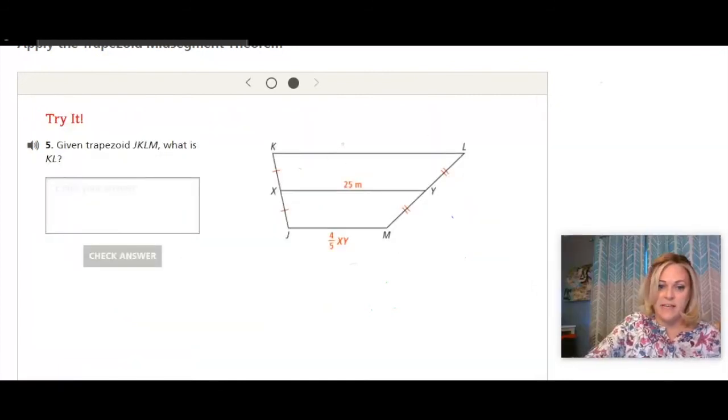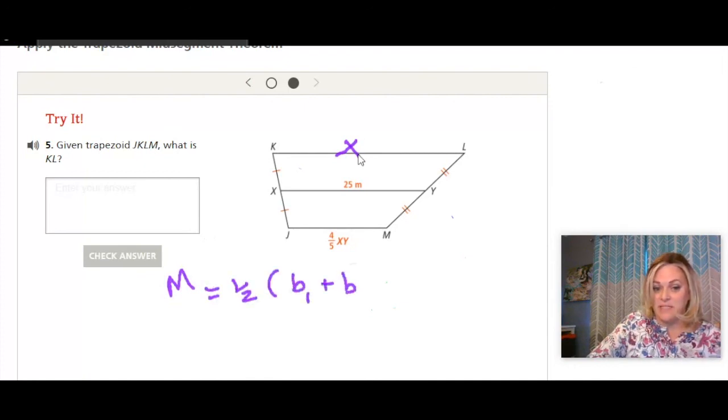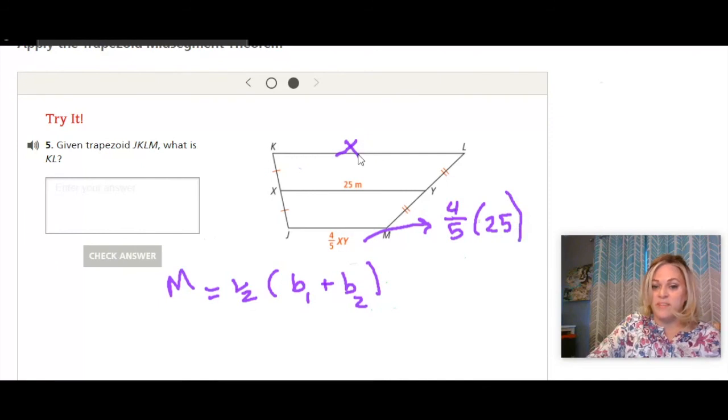I really like problems like this. I'm going to make this length X because we don't have the base. And I'm going to remember that my mid-segment equals 1/2 the base 1 plus the second base, base 2. I'm just going to plug in everything I have. I'll call this 4/5 XY, my base 1. But 4/5 of XY, let's figure that out first. I'm going to go over here just to get some work out of the way. 4/5 of XY. XY is 25. So I need to figure out what's 4/5 of 25.